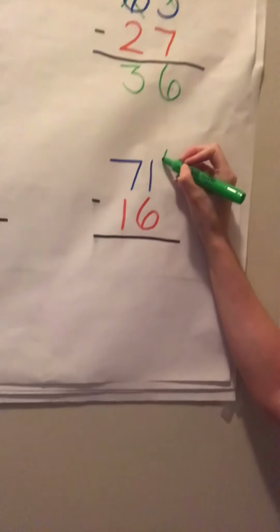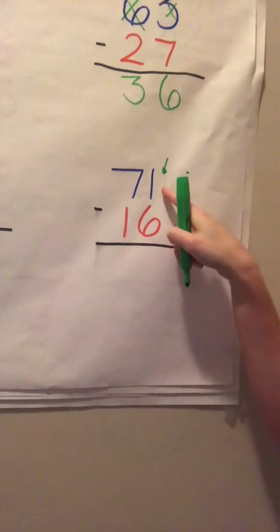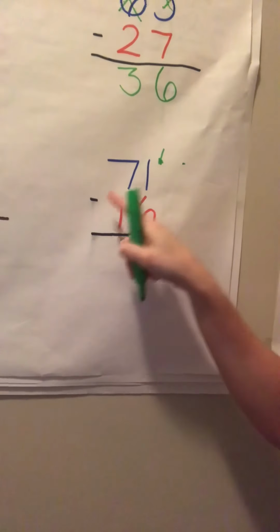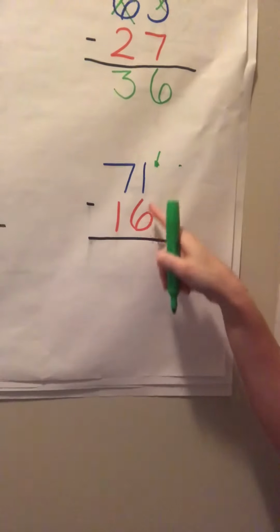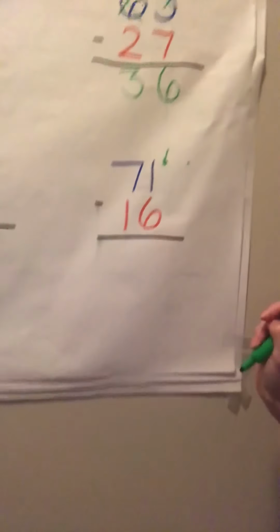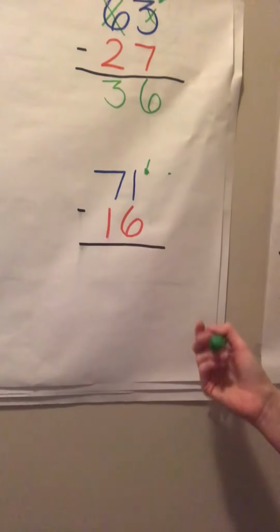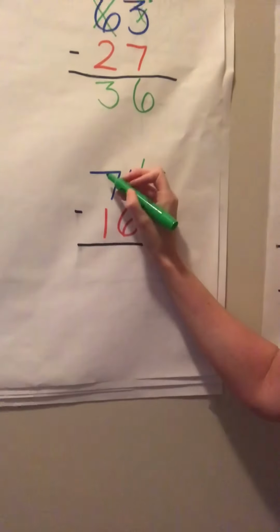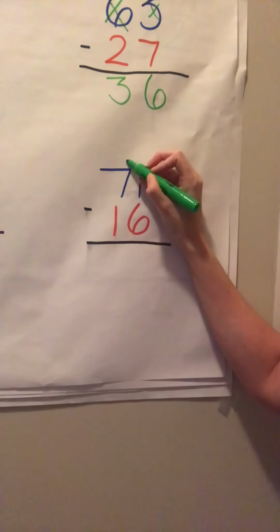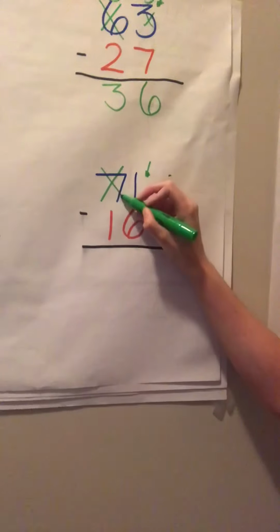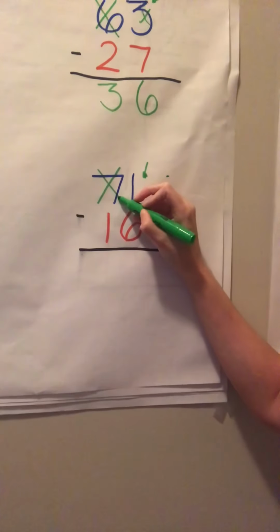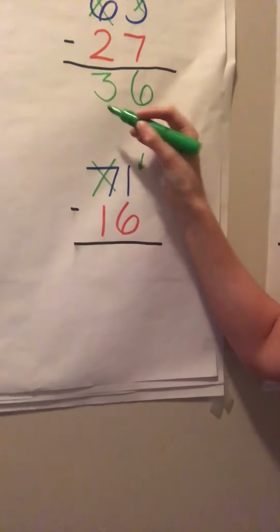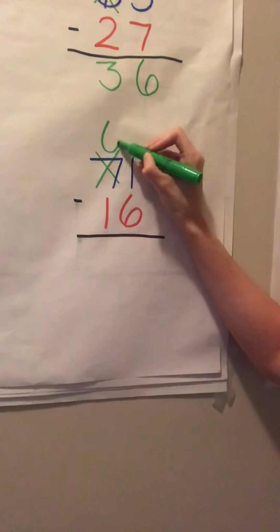So again, we always come and start all the way to the right to our ones place. So we have 1 minus 6. If you have 1, are you able to take 6 away? No, we don't have enough. So now we need to go next door and borrow from our neighbor the 10s. So I'm going to take a 10 away. So if I have 7 and I take 1 away, I'm left with, right, 6.